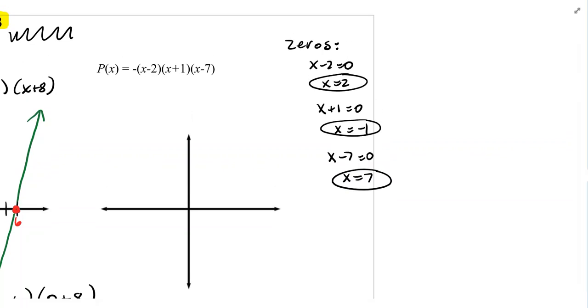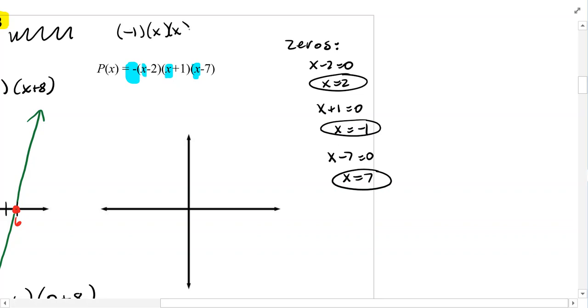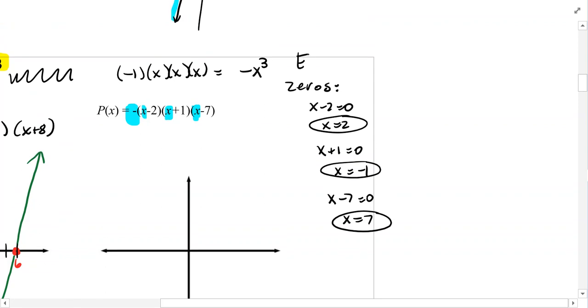Now, when I go to find my end behavior, x, x, x, and there's a negative there. That's important. So I have a negative 1 times x times x times x, which gives me negative x cubed. Negative x cubed is going to have an end behavior of up, down.